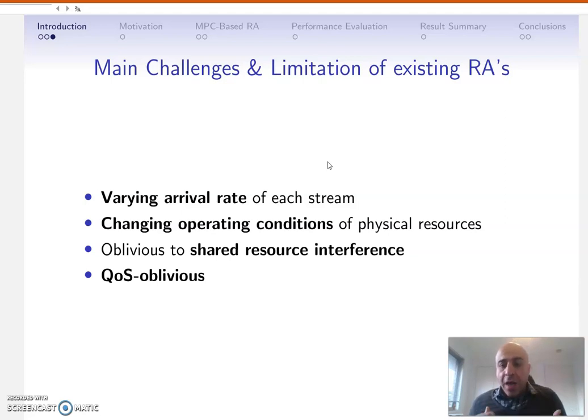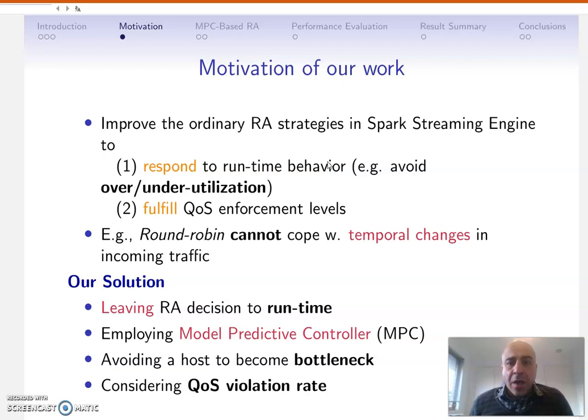So if you provide the user the ability to define the quality of service, for example, some applications are more important than others in terms of response time, then the existing resource allocation in Apache Flink cannot actually provide such a mechanism for you to define such quality of service. So the motivation of our work is to address such a gap.